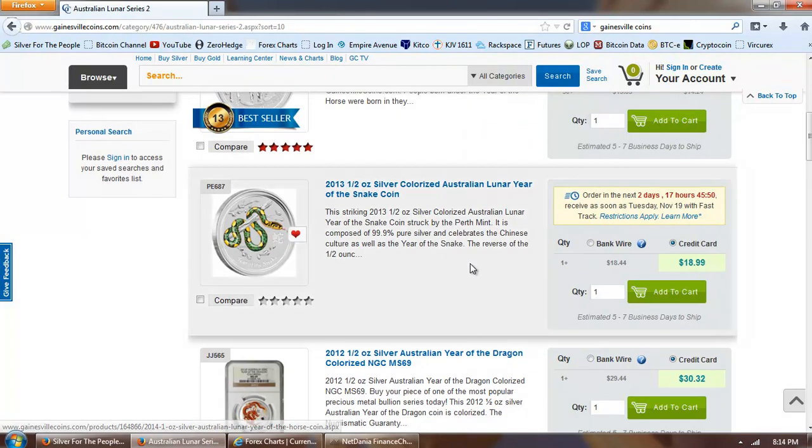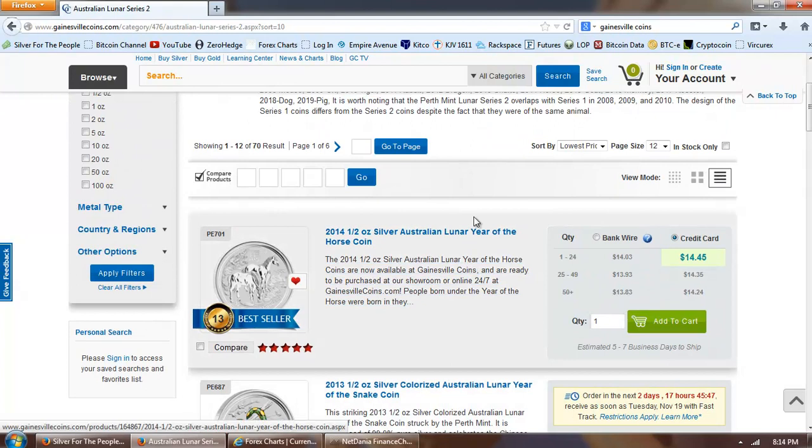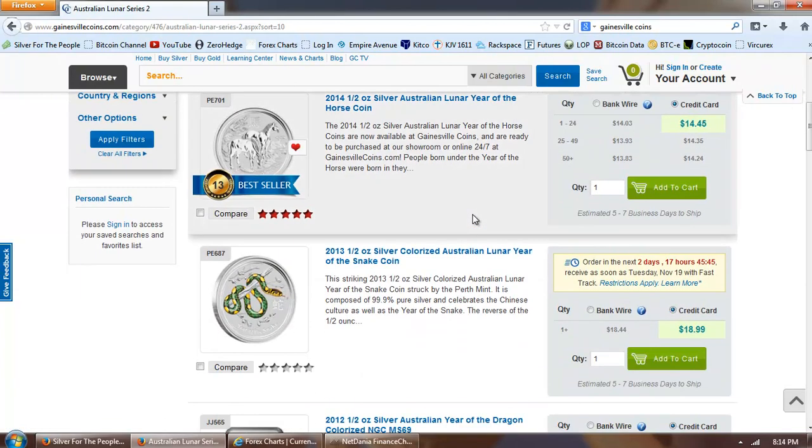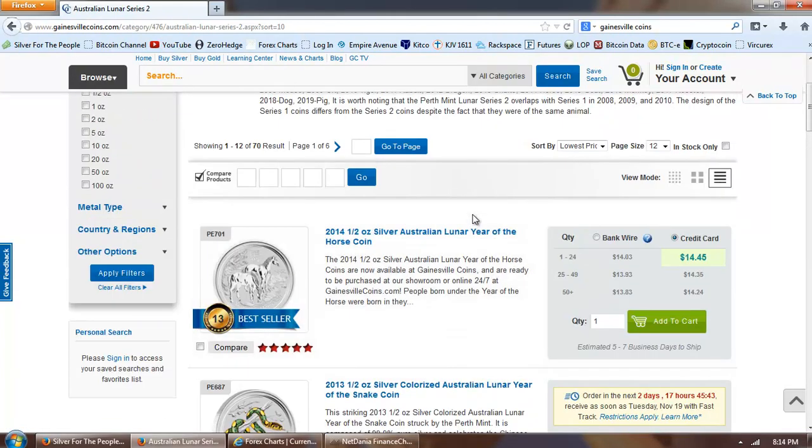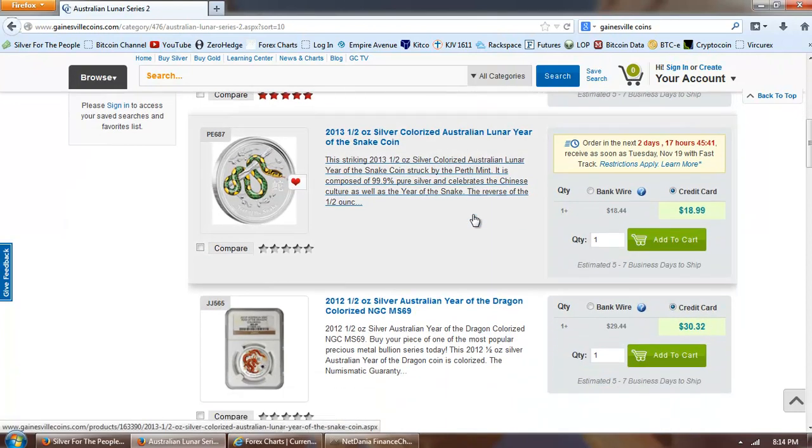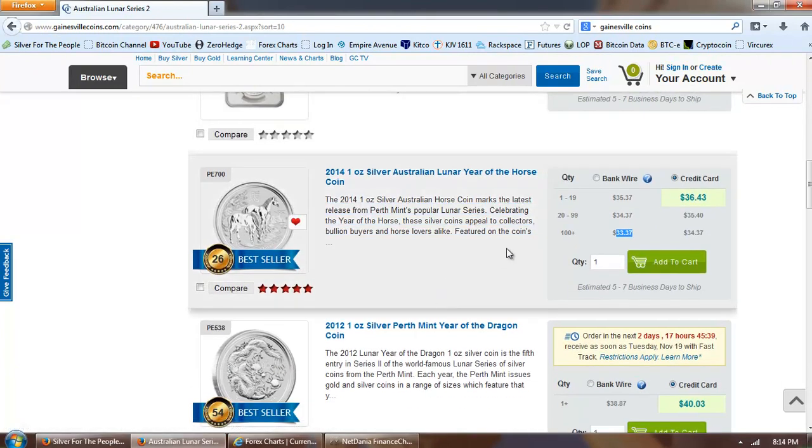You guys might want to snap these up. I'm not in a position, I don't have any dry powder right now, but you might want to snap these up. I don't think they're going to go much lower than this. And APMEX is quite a bit higher, and Provident is even quite a bit higher than that.